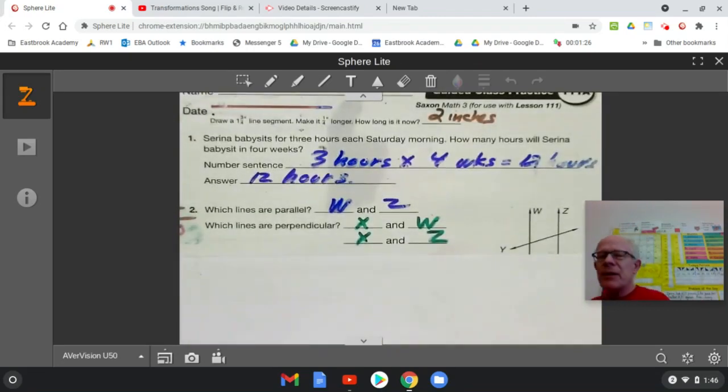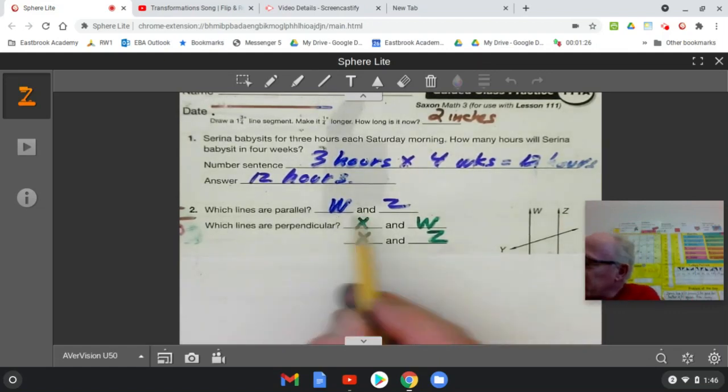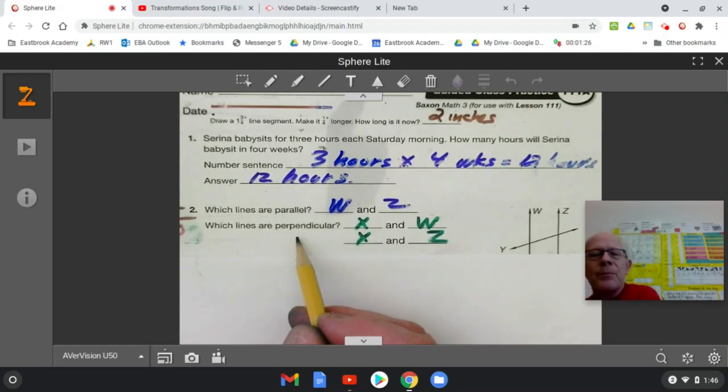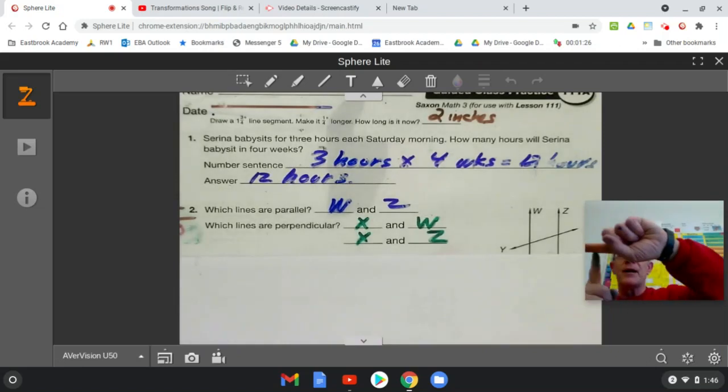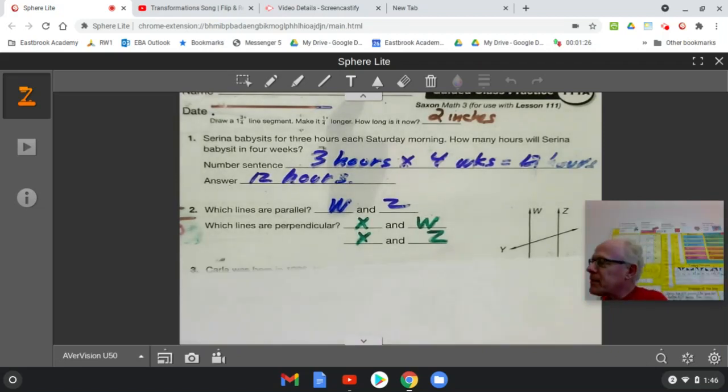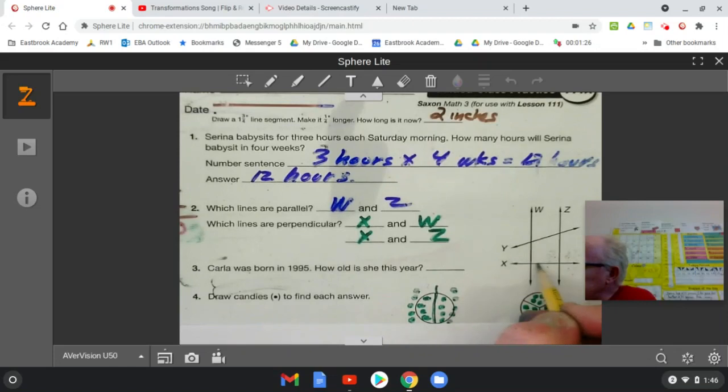Next one. This says, which lines are parallel? Remember, parallel lines will never touch. So W and Z are parallel. That's what I wrote. Which lines are perpendicular? Perpendicular means a line that crosses like a T. Okay? So right here, W and X are perpendicular, and Z and X are perpendicular. So X and W and X and Z. And that's what I wrote here.